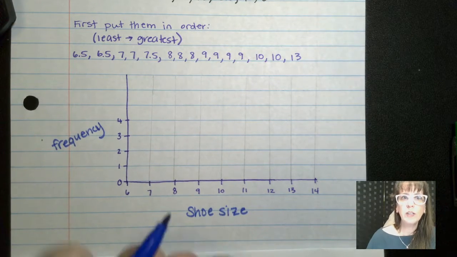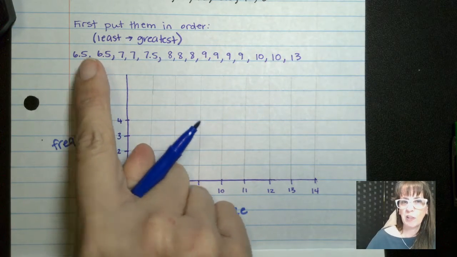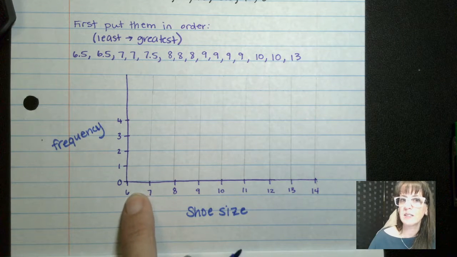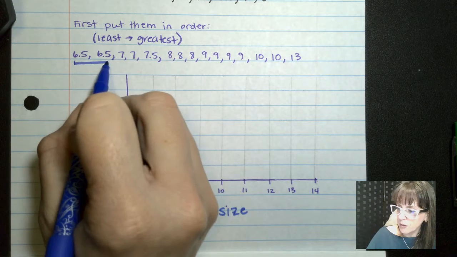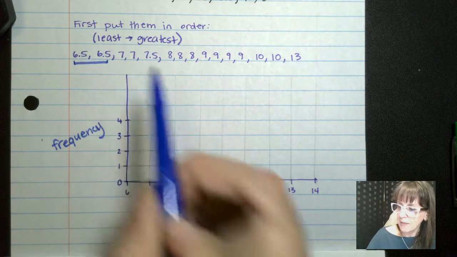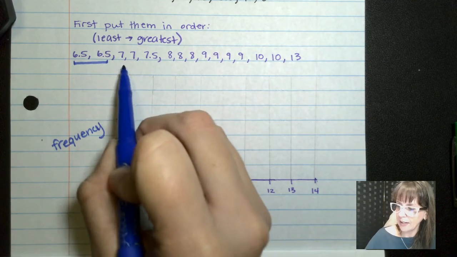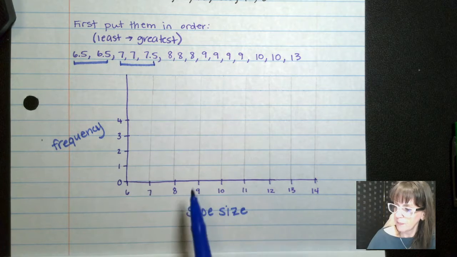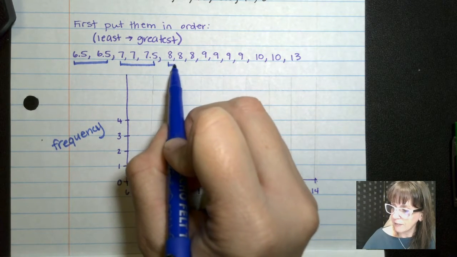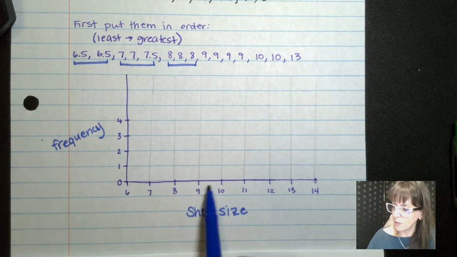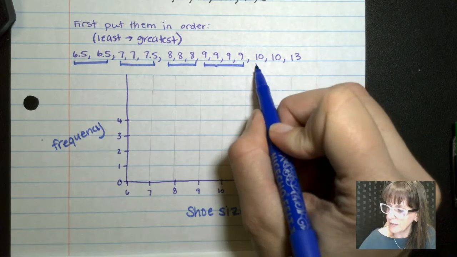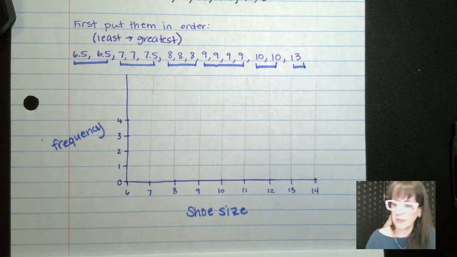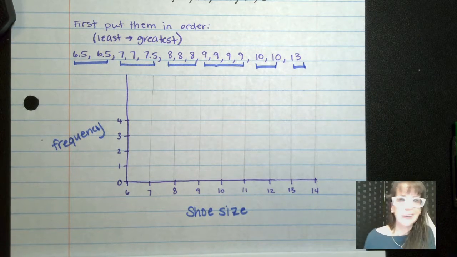All right, so we look at this and we see 6.5, 6.5. That's going to fall between 6.5 and 7, and there are two of them. Then for 7, between 7 and 8, I have 7 and 7.5. Between 8 and 9, I have just all these 8s. Between 9 and 10, I have these guys. Between 10 and 11, I have this. And then I have 13 out here, this little outlier, I guess.